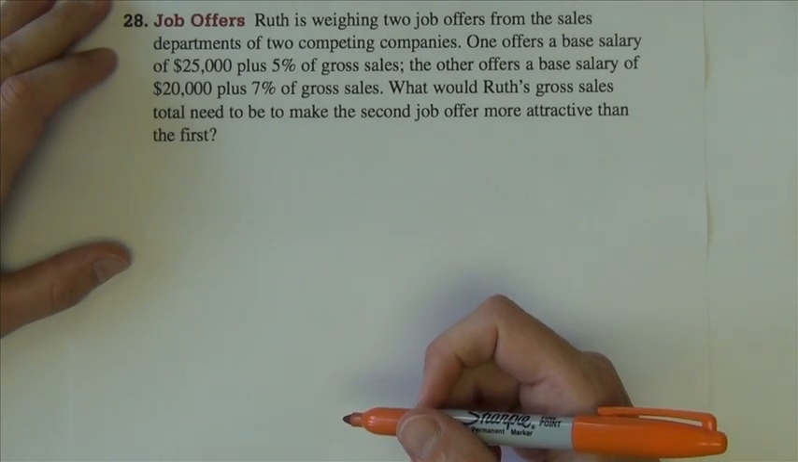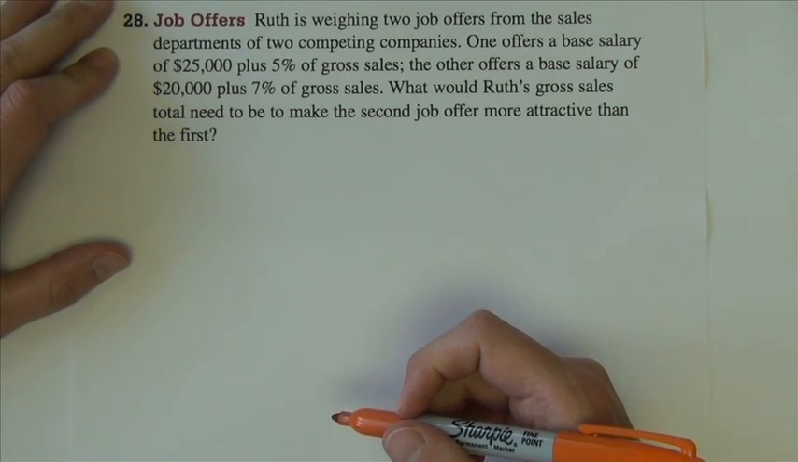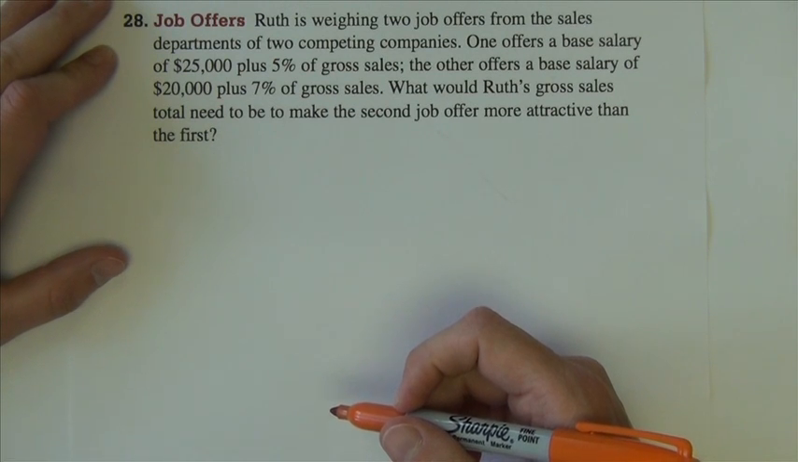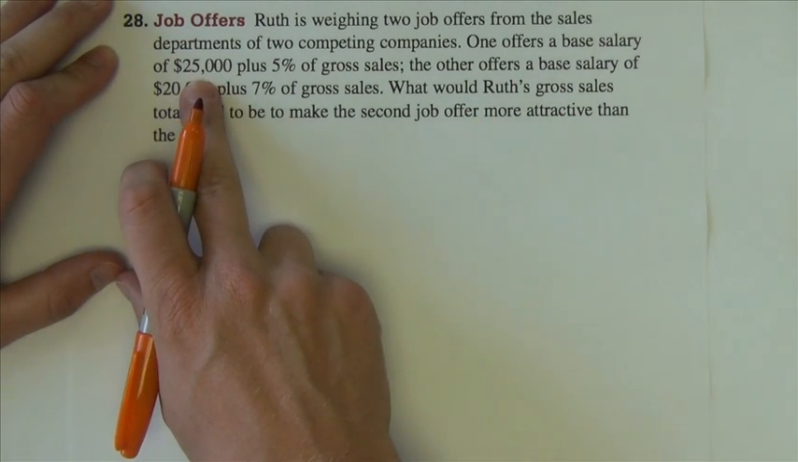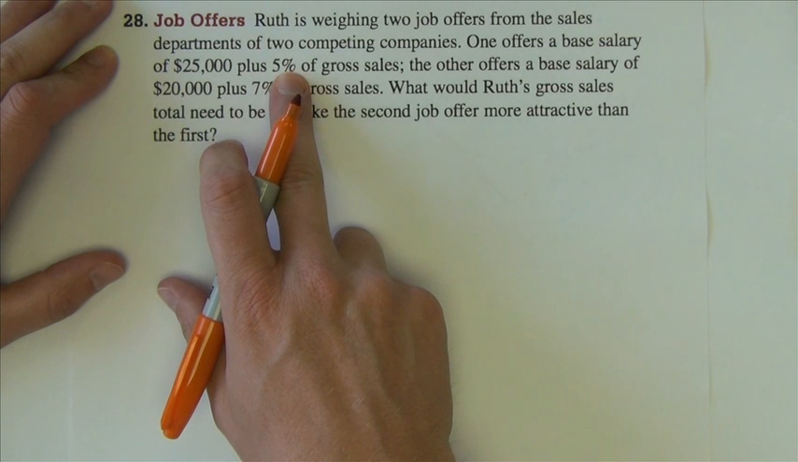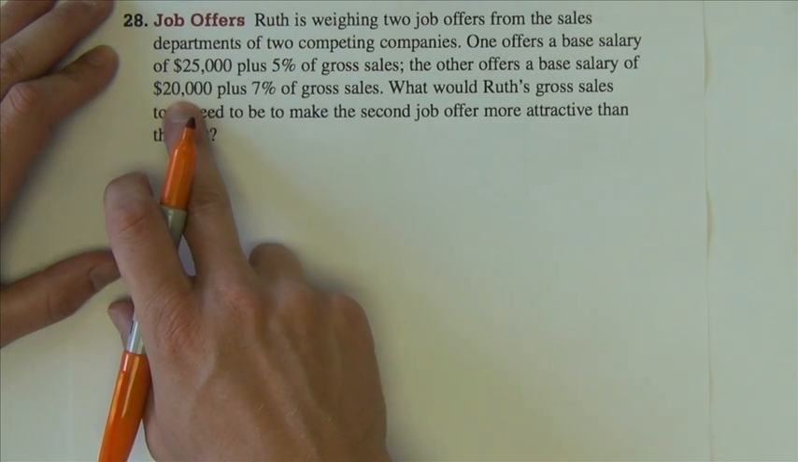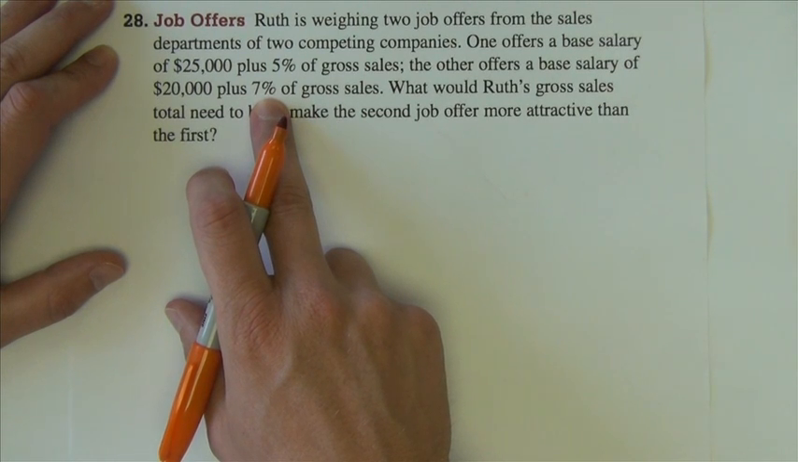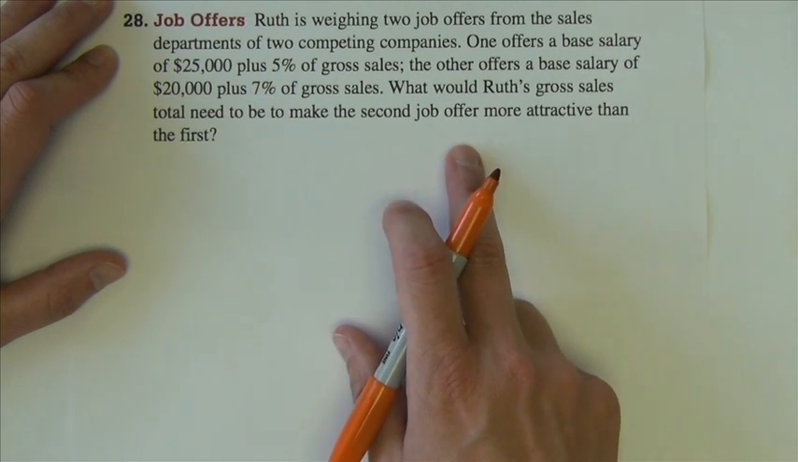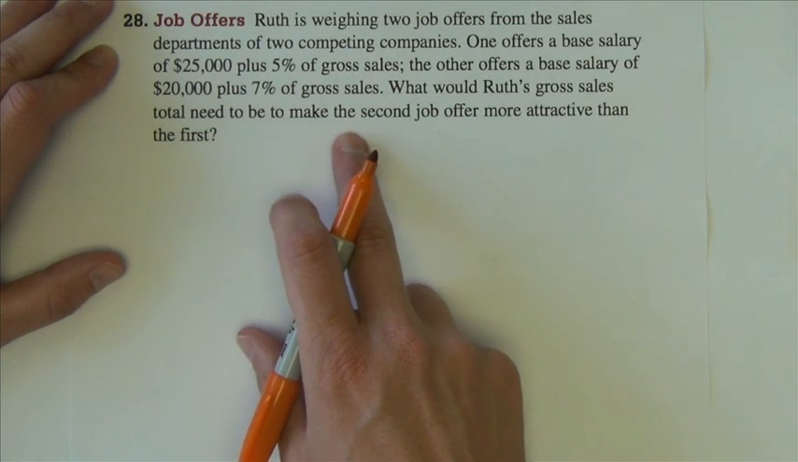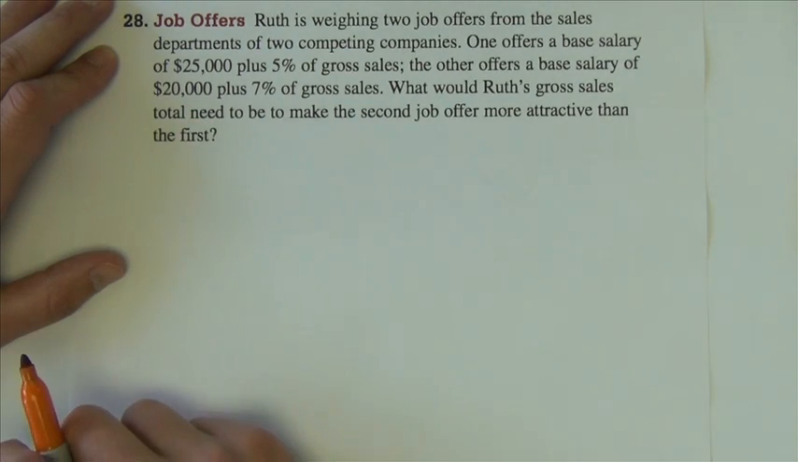This problem says Ruth is weighing 2 job offers from sales departments of 2 competing companies. One offers a base salary of $25,000 plus 5% of your sales. The other offers a base salary of $20,000 plus 7% of her sales. What would Ruth's gross salary totals need to be to make the second job more attractive than the first?